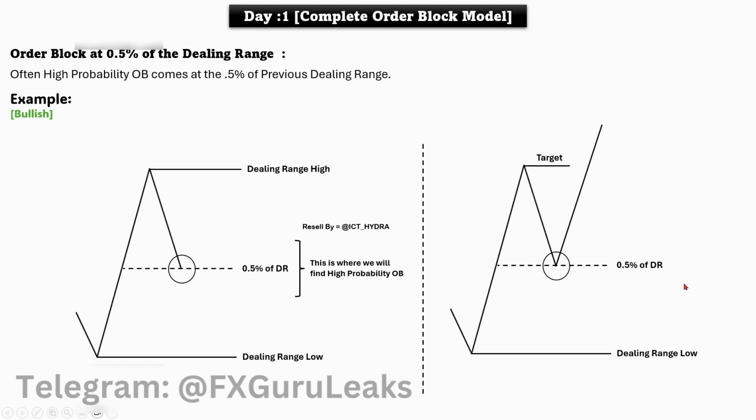Now let me show you how the pattern looks, what type of entry signal you will be looking for here. So first you will have to identify the pattern, right? You identify the dealing range from this low to the high, then the pattern will appear here, and now I'm going to show you guys what pattern to look for at 0.5% of the DR.